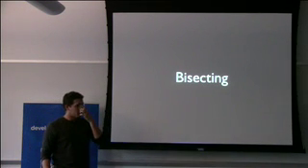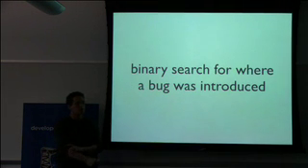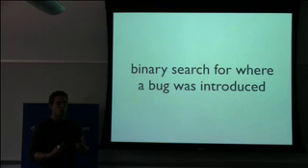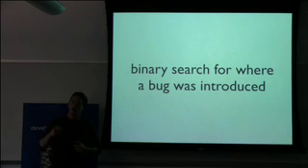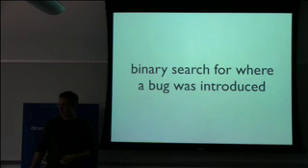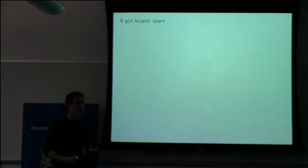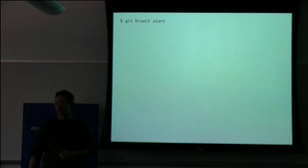Another nice thing is bisecting. So you can do a binary search for where a bug was introduced. If you have a commit that's broken, has broken unit tests, or is broken on the website, and you know that particular feature wasn't broken as of the version 1.0 release or something, you can have Git help you figure out where that was introduced, right? If you don't actually want to go through the code and figure out where that was.